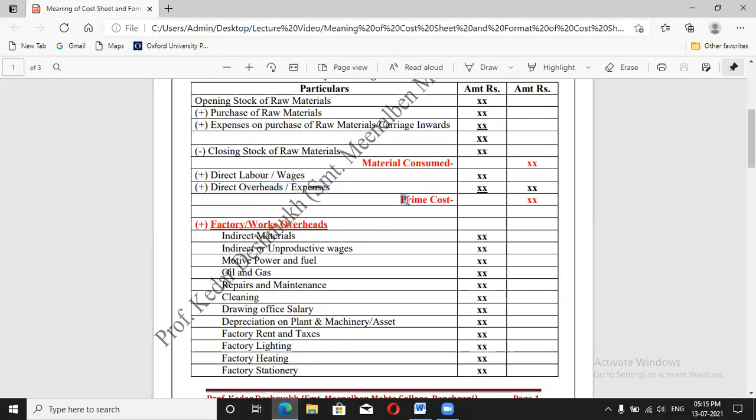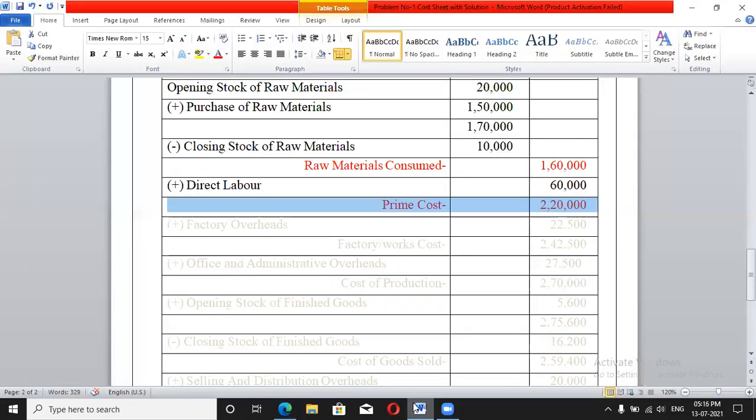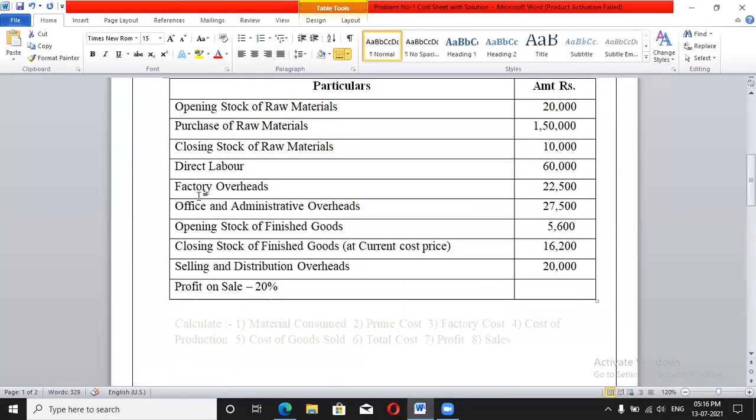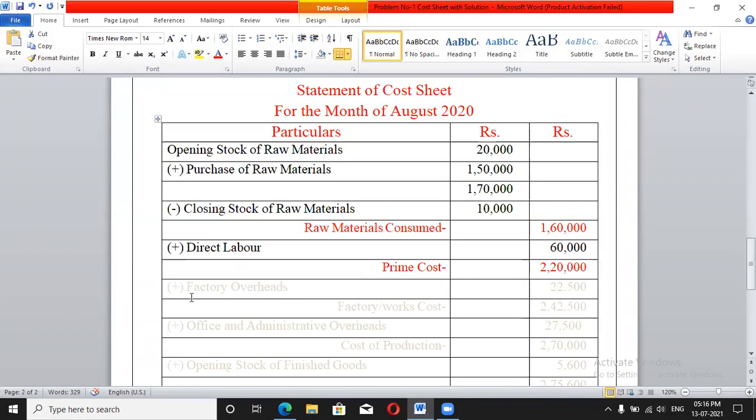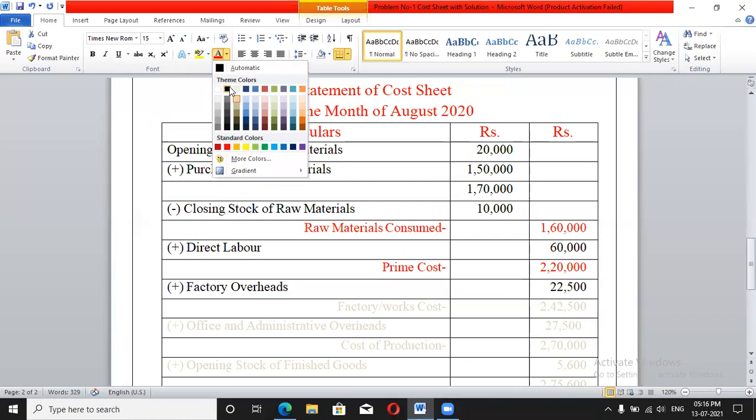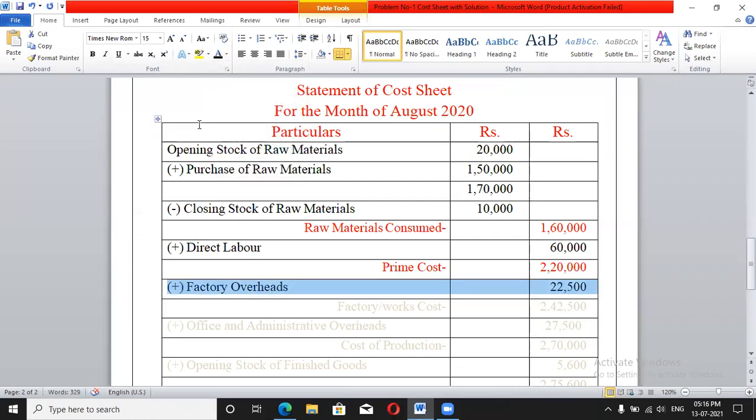After knowing the prime cost, we add the amount of factory or works overhead. So let's see the problem. What is given? After direct labor, the item given is factory overhead, that is, factory expenses. So we are going to add the amount of factory overhead to our prime cost. The amount of factory overhead is 22,500.